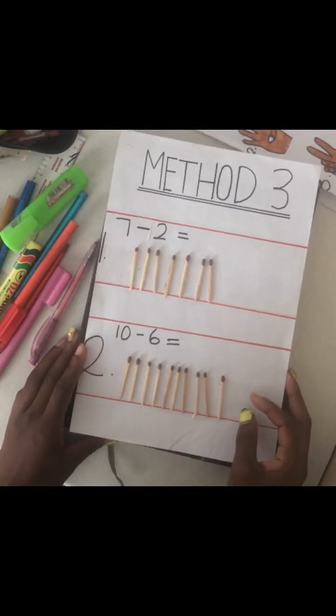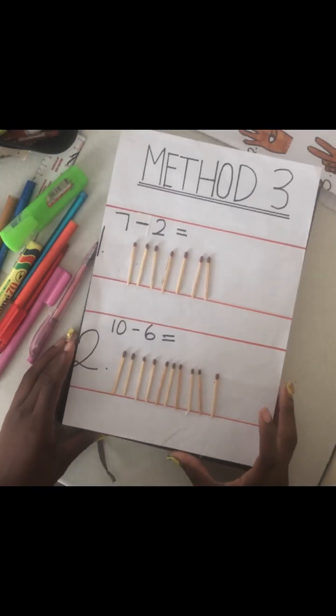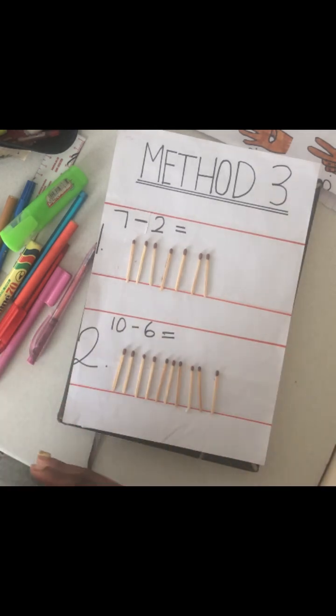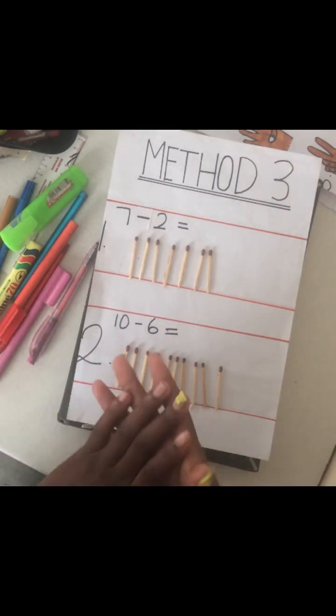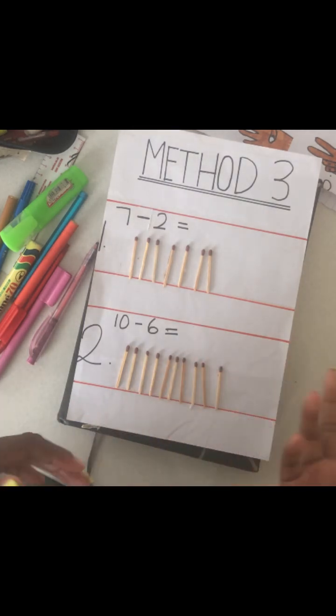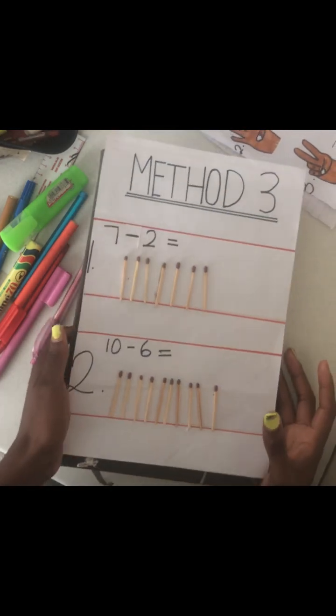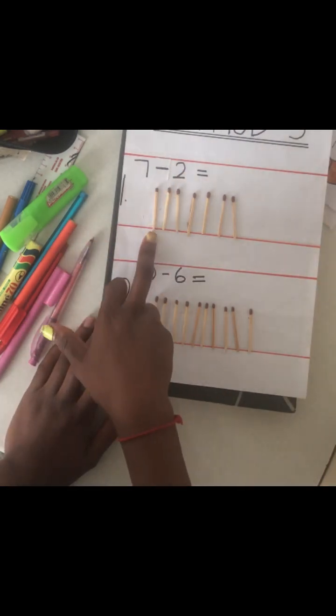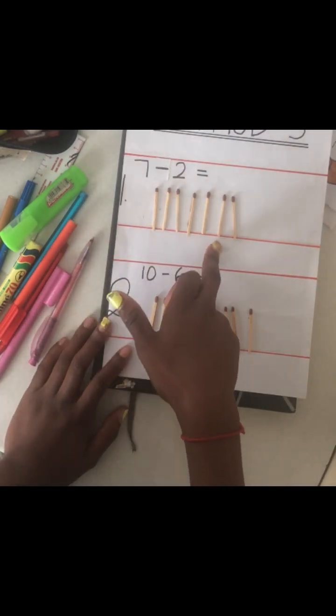This is the stick method, right? So as you know, some kids understand very easily when it comes to counting. It can be sticks or it can be anything that is countable, right? So the third method is about counting sticks. So it says 7 minus 2. So we have 1, 2, 3, 4, 5, 6, 7 sticks.